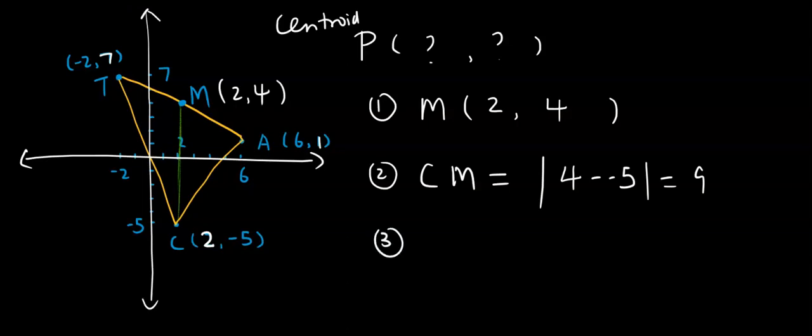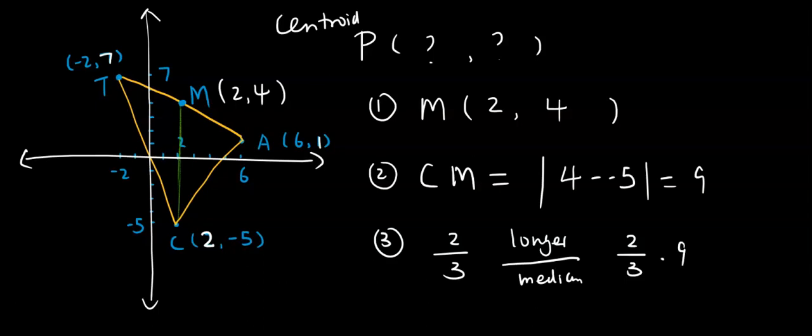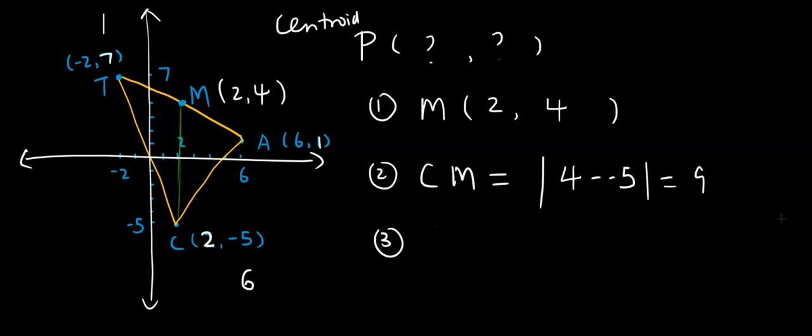Once you find CM is 9, remember earlier there's a relationship of 2 to 3. It says the longer segment over the median is 2 to 3. Since we found the median length is 9, can we find the longer segment? All we need to do is use 2 thirds times 9. Let's simplify, and this is 6. 6 gives us the longer segment of this median. Now look at here: 6 and negative 5. 6 plus negative 5 gives us 1, which means the centroid is at (2, 1).